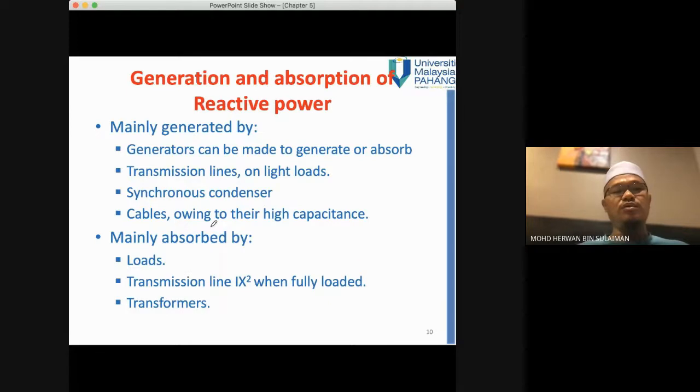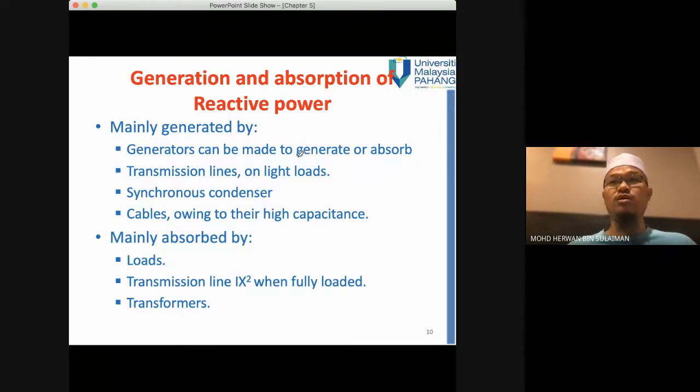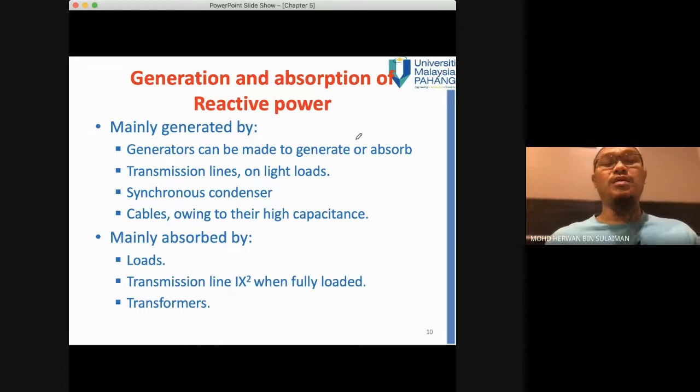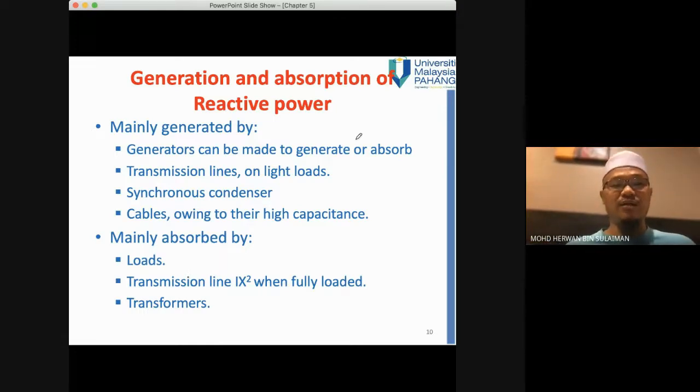Okay, generation and absorption of reactive power. So what happened? What is the generation of the reactive power? Mainly it is generated by generators, the generator itself, because generators can generate or absorb. That's why when you learn about power system analysis, when you do load flow, sometimes your generator can have a negative value of reactive power. Remember, if you learn the load flow, sometimes normally the slack bus will have a negative value.